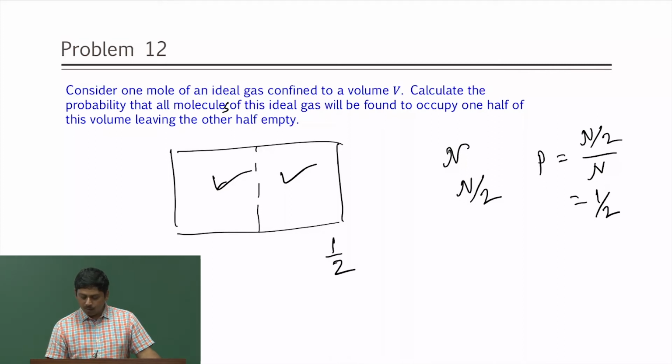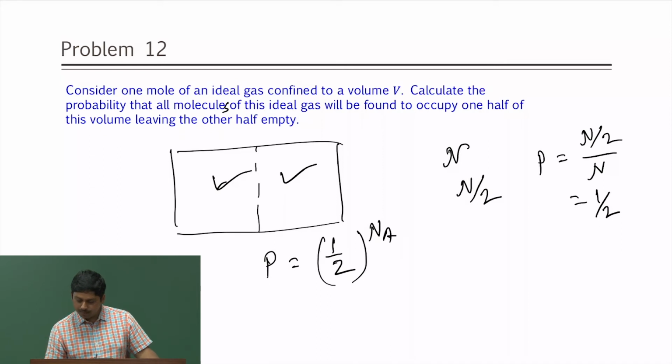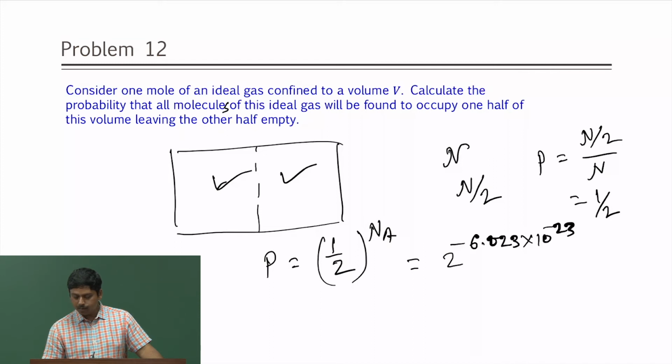When you talk about the probability of one particle occupying one side, it will be half, and then the probability that all particles of one mole of gas will occupy one half will be half to the power Avogadro number. That will be an extremely small number, because it will be 2 to the power minus 6.023 into 10 to the power 23. So, it is improbable for one mole of gas to occupy just one half of the box. Okay. So, that is the thing.